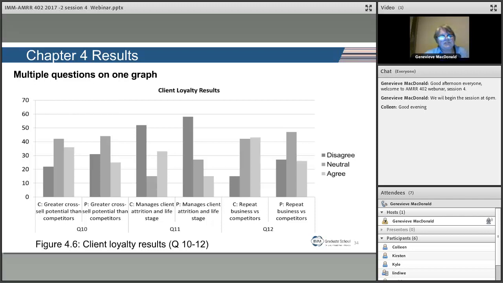So, for instance, you put multiple questions on one graph. Here you can see this is client loyalty results, but you've got different questions there, and you've got two population groups there. So you've got question 10, 11, and 12, but there's two groups, C group and the P group, okay? And every time you can actually compare the two on the same question.